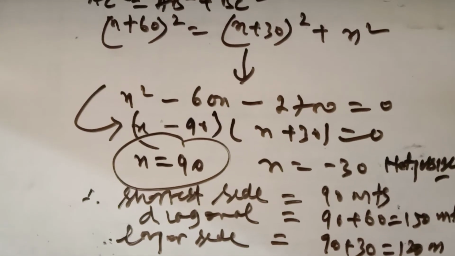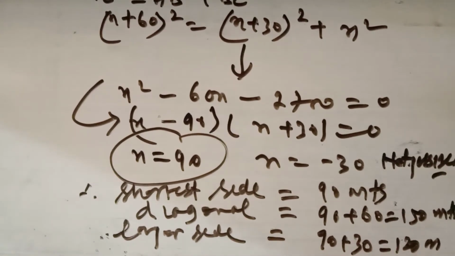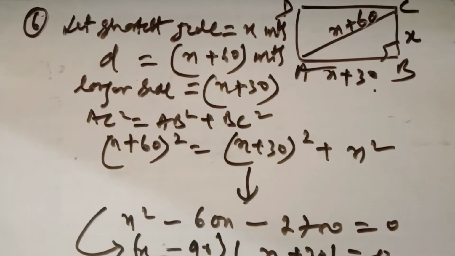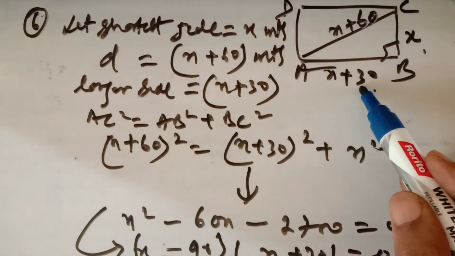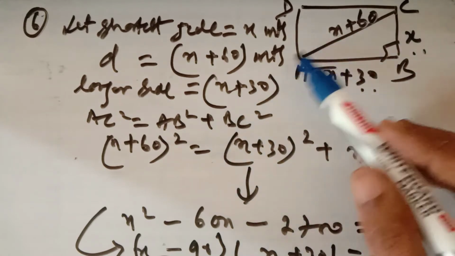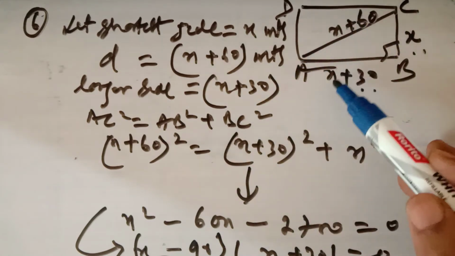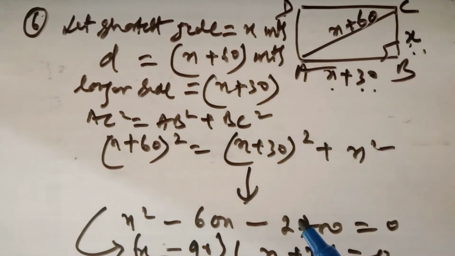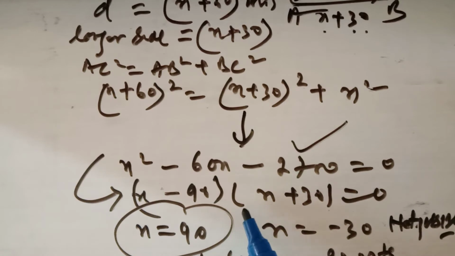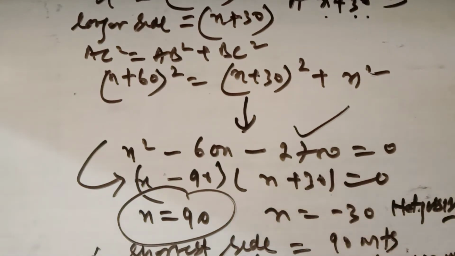This is question number 6 of the exercise. It is given that the diagonal is 60 more than the shortest side, and the longer side is 30 more than the shortest side. Shortest side we have taken as X, and we have used the Pythagoras theorem, that is this square is equal to this square plus this square, and you are getting a quadratic equation like this. You can solve this quadratic equation by any method. You know 3 methods. I have done it by factorizing the middle term. So this is question number 6.